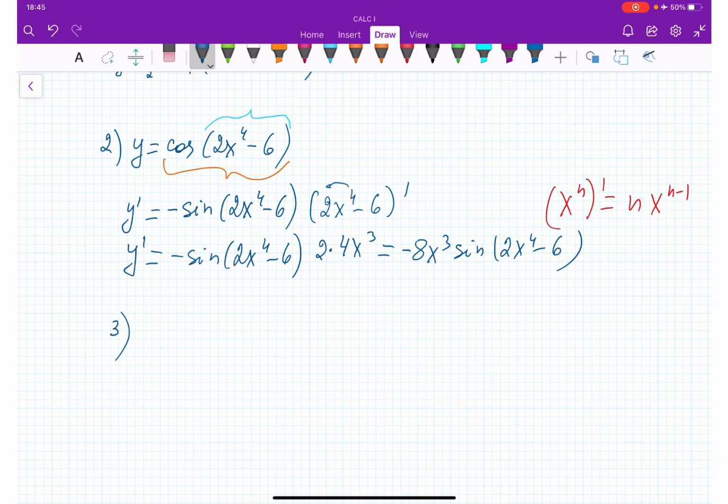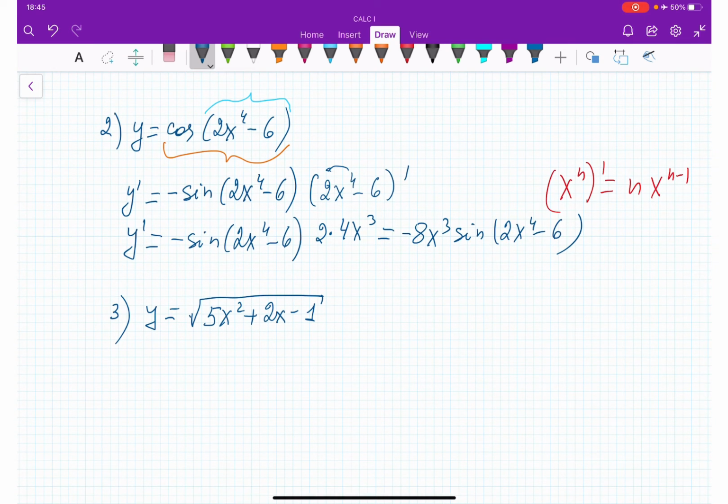Next one. We have y is equal to the square root of (5x squared plus 2x minus 1). All right. To take the derivative, first of all, I am going to rewrite it in the format of rational exponents: (5x squared plus 2x minus 1) to the power 1/2. You always want to do that before you take the derivative. So from here, y prime is equal.